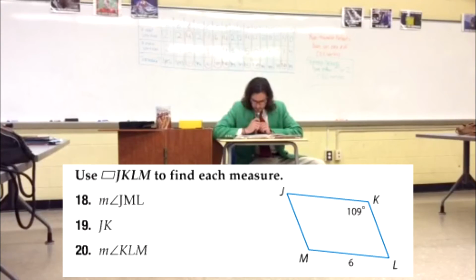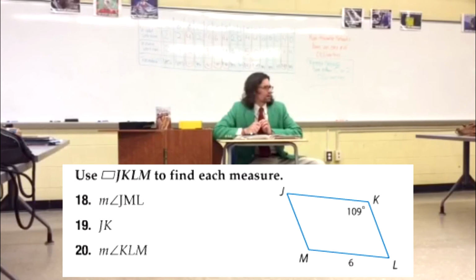Number 18. This is a parallelogram. JML is 109. What property of the parallelogram does that satisfy, Catherine, in number 18? Opposite angles are equal or congruent. Good. They have equal measures, so they're congruent. JK has a measure of 6. Ariana, why does JK have a measure of 6? Because opposite sides are congruent.